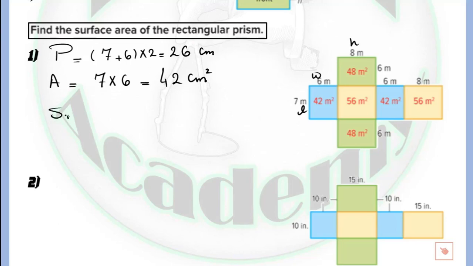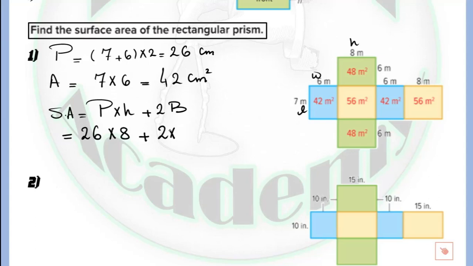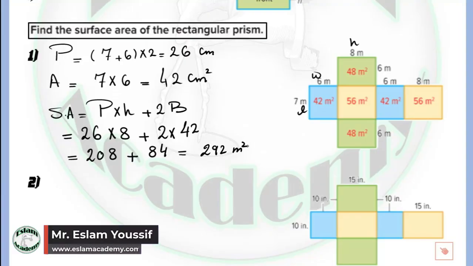Now we need to find the surface area. The surface area is defined by the perimeter of the base multiplied by the height plus 2 times the area of the base. The perimeter of the base, as we found, is equal to 26 multiplied by the height, which is equal to 8, plus 2 multiplied by the area of the base, which we found to be 42. So 26 times 8 equals 208, plus 2 times 42 equals 84. By adding the two numbers, you will find that the answer is 292 meters squared.